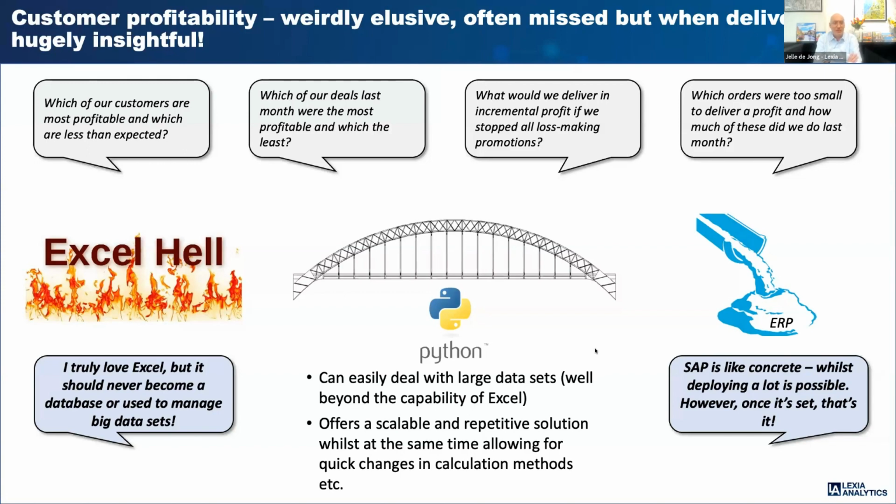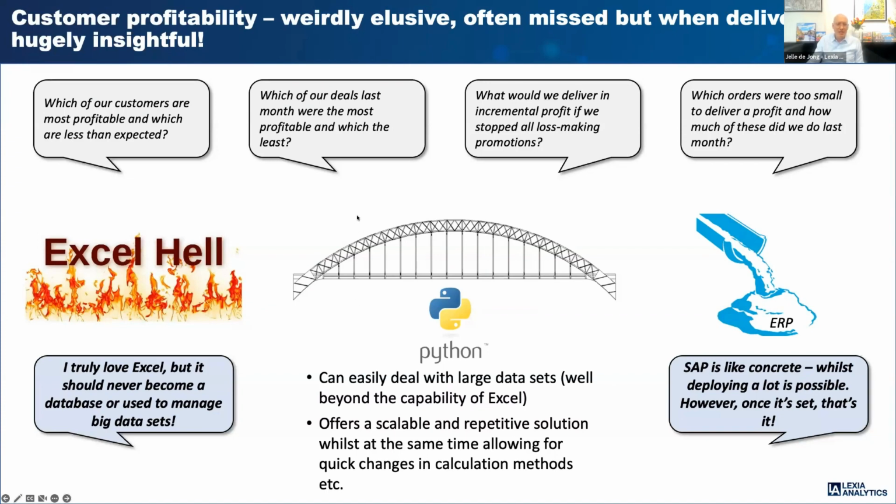These are all relevant questions, and any FD that looks at them should say, well, you know what, I'd like to know this. The problem being that the answers to these questions are all hidden in averages. So it's very hard to figure out those individual data points. And one of the reasons is that, I would say, companies are stuck between Excel hell and the concrete that is their ERP.